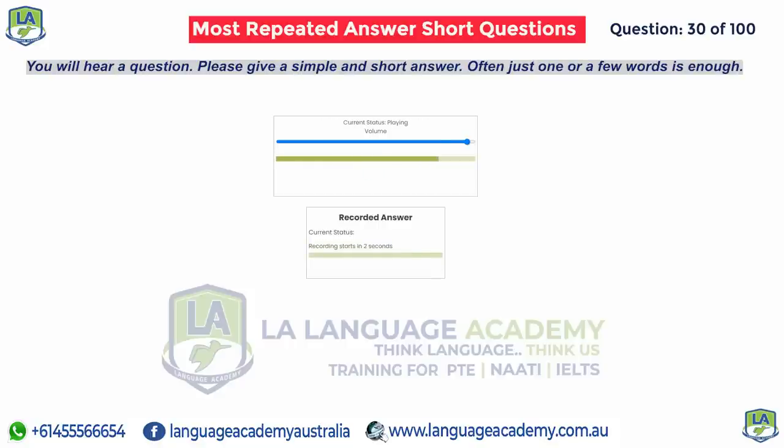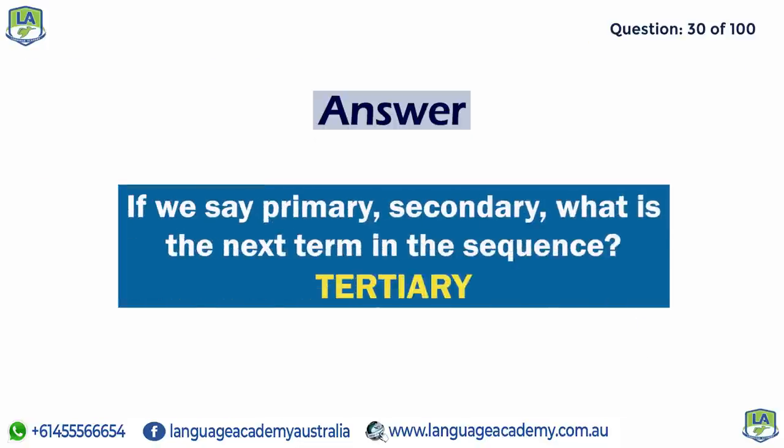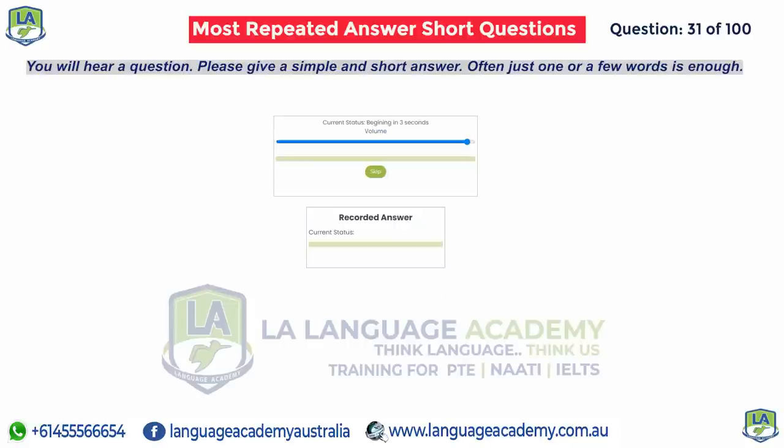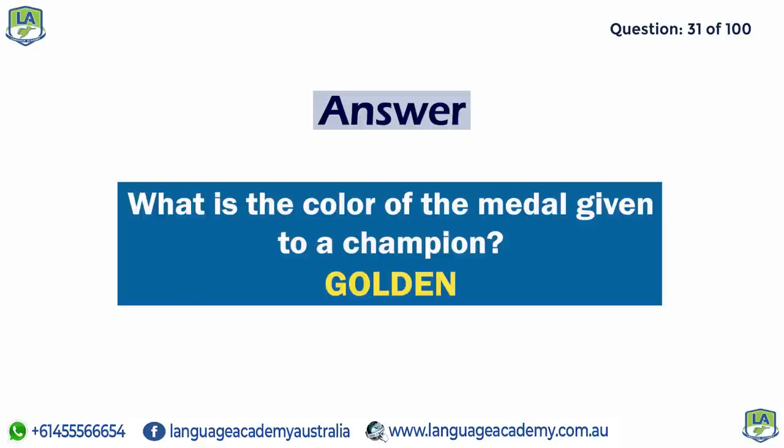If we say primary, secondary, what is the next term in the sequence? Tertiary. What is the color of the medal given to a champion? Golden.